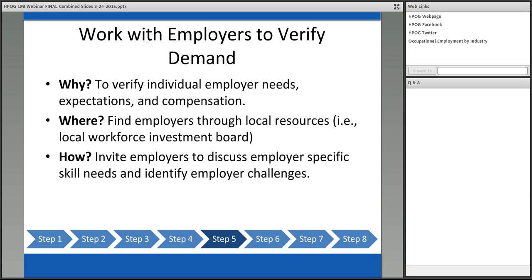Being able then to discuss hiring issues that the employer is facing. Are there particular occupations that they're having a hard time filling? And then being able to invite the employer to advise your program, such as serving on a curriculum review committee to make sure that the skills that new graduates have match employer demand.